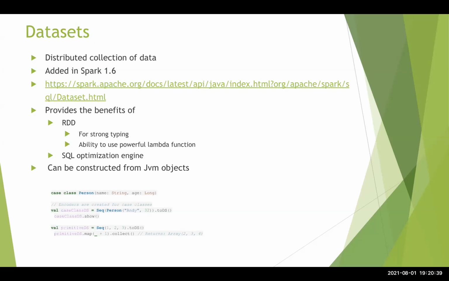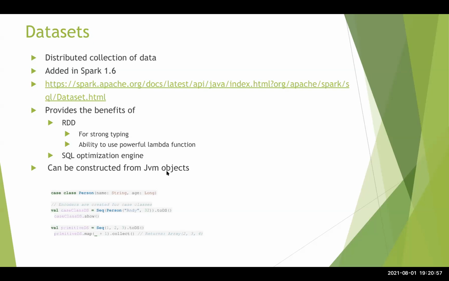Data frame is best suited for optimization. Spark optimizes data frame in the best possible way. Datasets it also optimizes, but RDD cannot be optimized. In PySpark, you don't have dataset. Dataset is available only in Scala and Java.